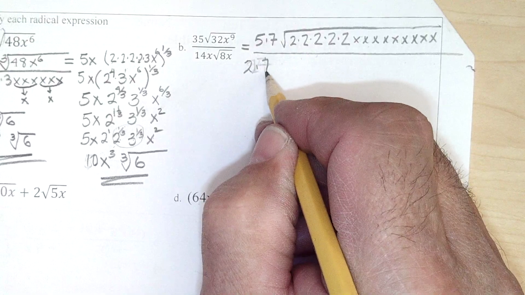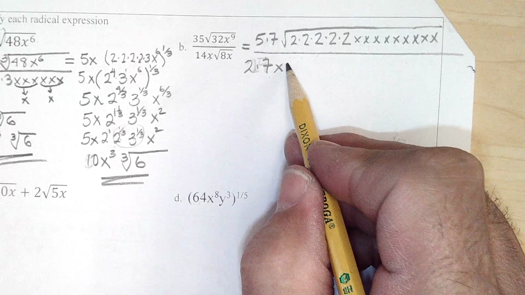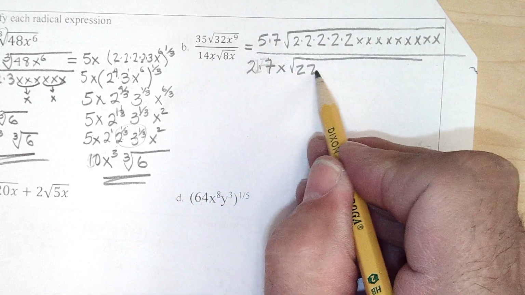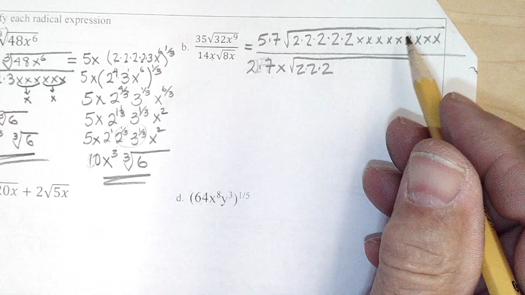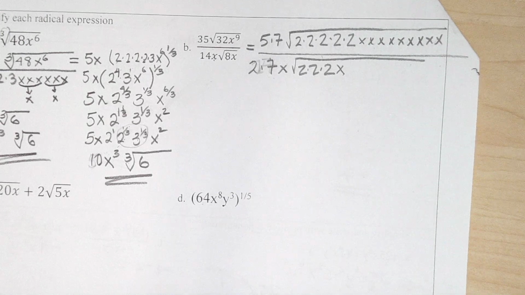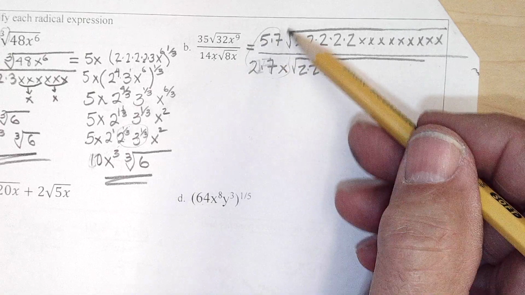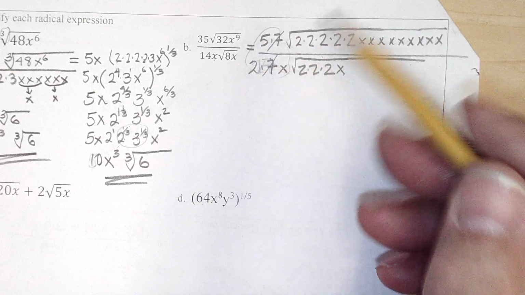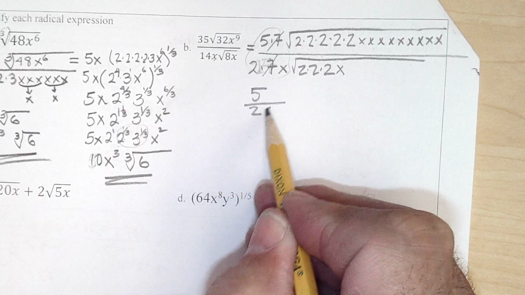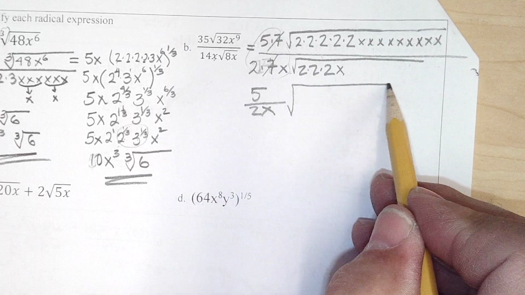2 times 7. And there's an x out here. Then we got the square root of 2 times 2 is 4 times 2 is 8 times x. Now, these things are outside, so I can reduce those right away. That's 7, cancel that 7. So I've got a 5 and a 2x, and both of these are square roots, so I can write it as one big square root.